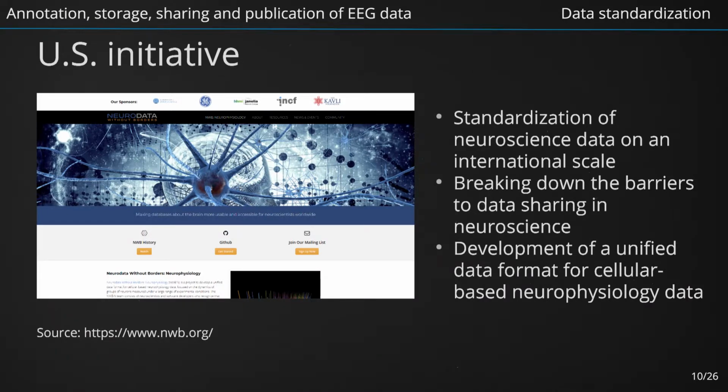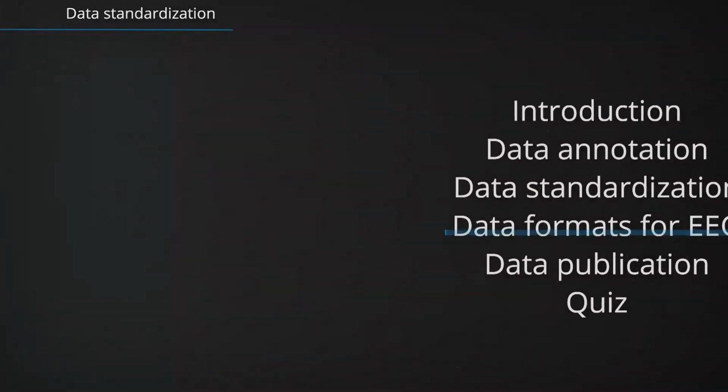The overall aim of the consortium is to standardize neuroscience data on an international scale. It means to break down the barriers that restrain the cooperation and data sharing within the scientific community. Neurodata Without Borders has been undertaking a series of pilot projects. The most important one for us is the project related to neurophysiology that aims to develop a unified, extensible, open-source data format for cellular-based neurophysiology data.